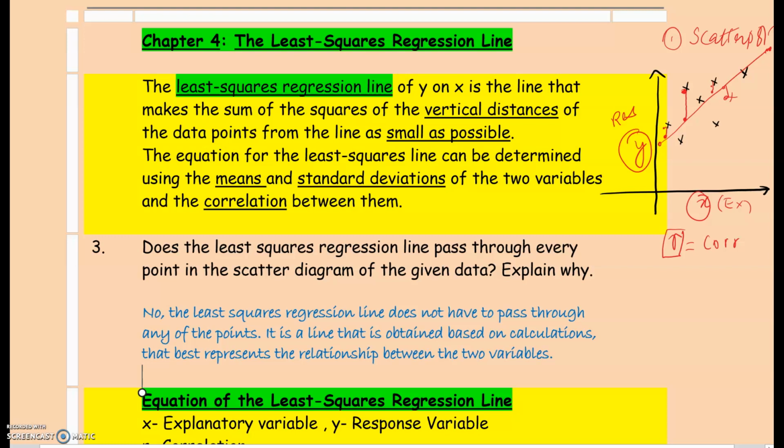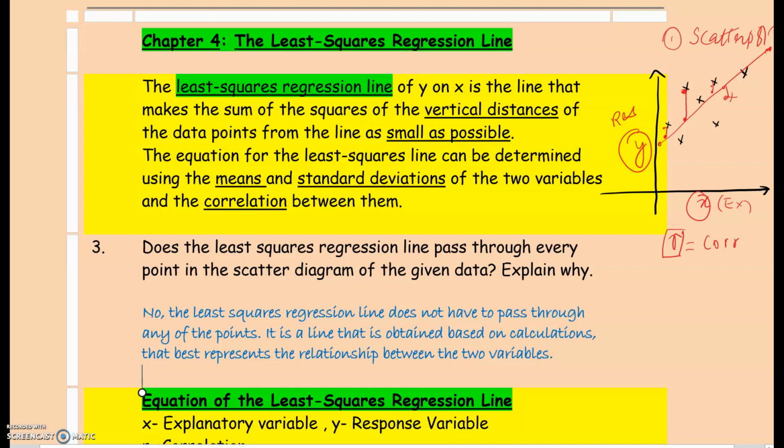Direction, so when I say direction, it can be positive or negative. In this case, the direction is positive because as we go from left to right, the line that we are imagining through these data is increasing or rising. So as x increases, y increases in this case. So that is direction. Direction can be positive or negative.